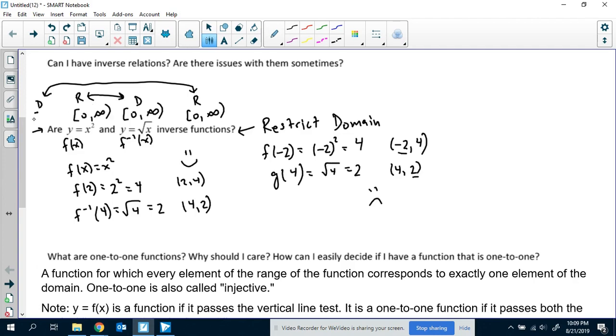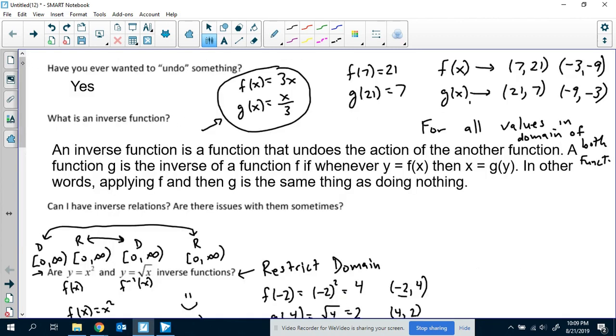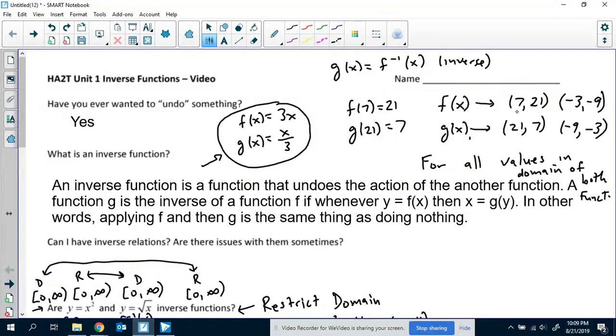They have to match because everything that's in the domain over here ends up getting moved to the range in the inverse function. Remember that if there was a 7 in the original function's domain, there had to be a 7 in the new function or the inverse function's range.